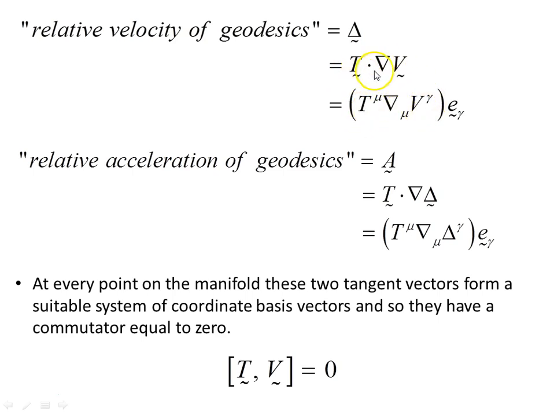Okay, putting in the components for this object here and the basis vector. Now the relative acceleration of geodesics, A, is t dot del of v, delta t dot the covariant derivative of delta, and writing that out again is this, the basis vector. Now, at every point on the manifold, these two tangent vectors form a suitable system of coordinate basis vectors, because remember, at each point the tangent vector and the vector v lie in the tangent space to that point, and so they can form suitable coordinate basis vectors, not orthonormal, but coordinate basis. So that means they're not necessarily of unit length, and so they have a commutator equal to 0.